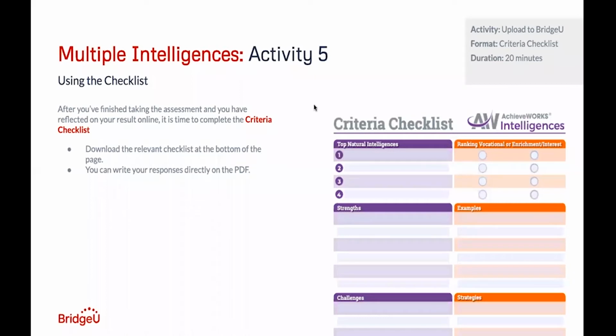Once again, there's a lot of information to take in on your results. So to help you break it down into something more useful, we've given you the criteria checklist for intelligences. Scroll down on the screen to download it, and then listen to Susie's advice before completing the criteria checklist yourself.